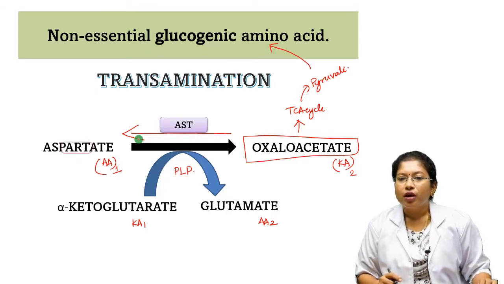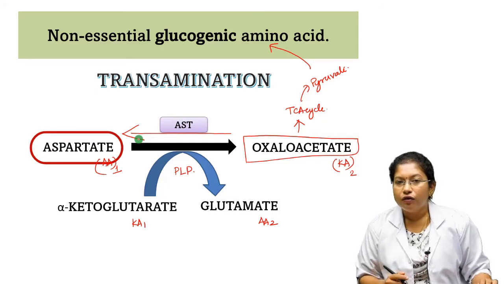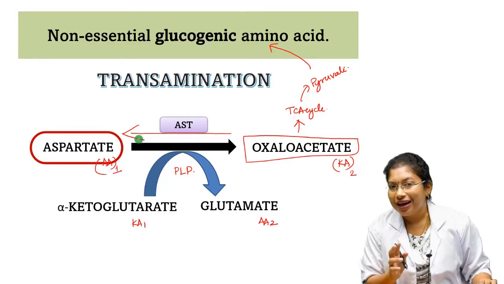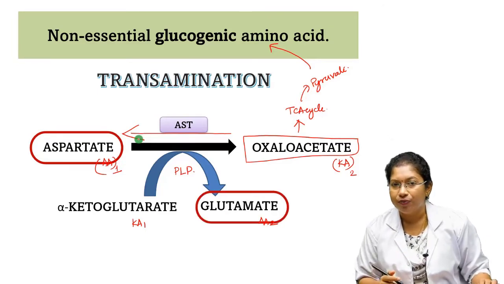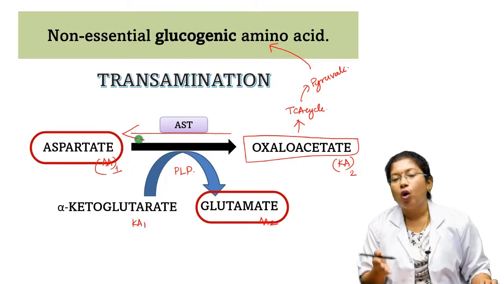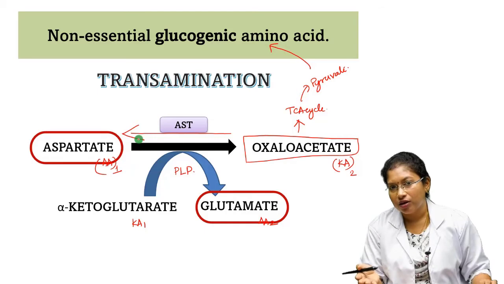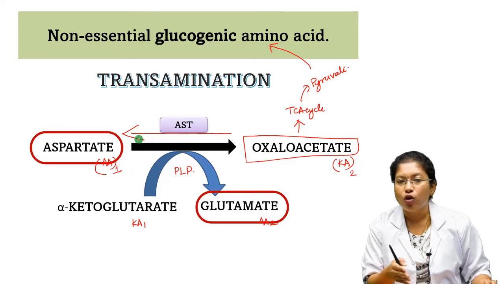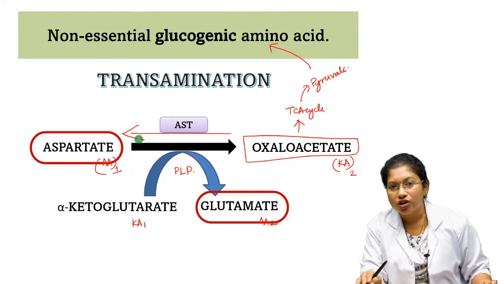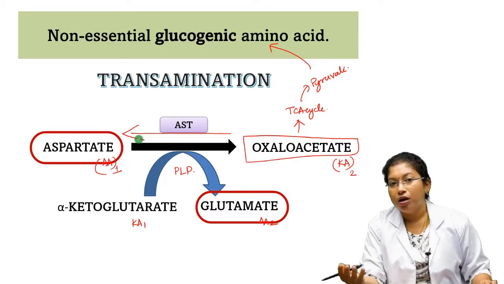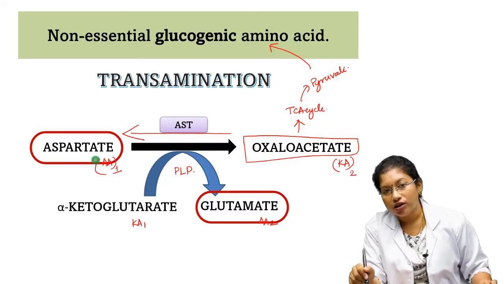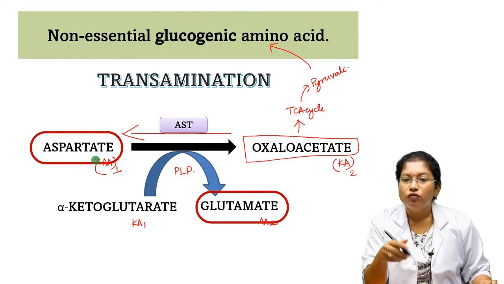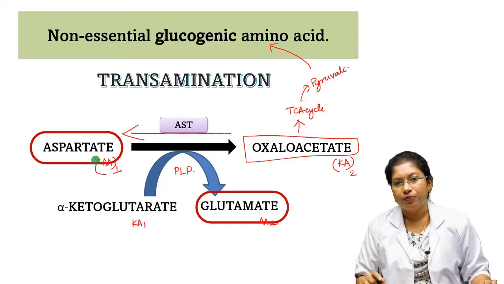Next, in this slide itself, you can see you have got aspartate as well as your second acidic amino acid, that is glutamate. So both are non-essential and glucogenic amino acids. Both your acidic amino acids are non-essential. That means they can be synthesized in our body during the transamination reaction, and both are glucogenic because aspartate is going to give oxaloacetate. This is a TCA cycle intermediate. Your glutamate is going to give alpha ketoglutarate, which is also a TCA cycle intermediate.